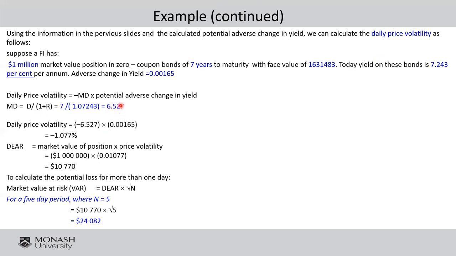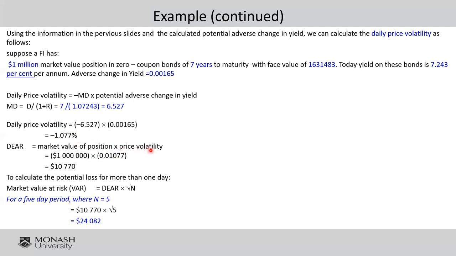Now, if I have the modified duration, I can calculate the daily price volatility. The daily price volatility is the modified duration times the adverse movement. I get it to be 1.077, and this is the highest drop in the yield. So the DER is the market valuation of the position times the price volatility, which is the 1 million times the 1.077.